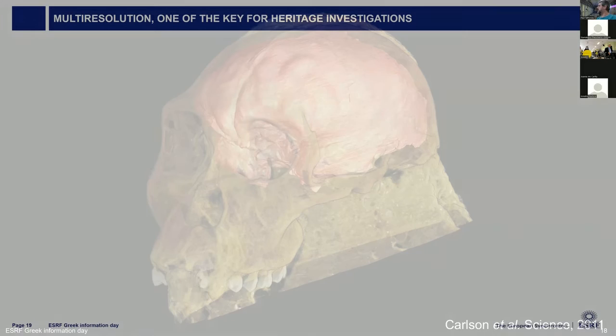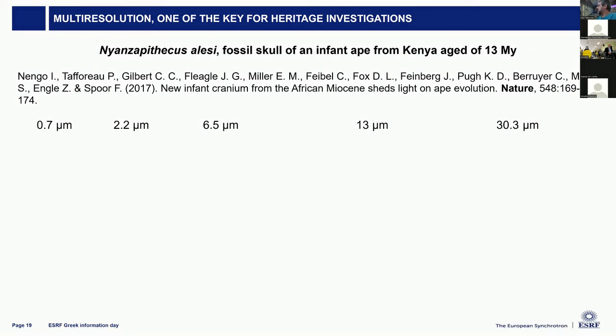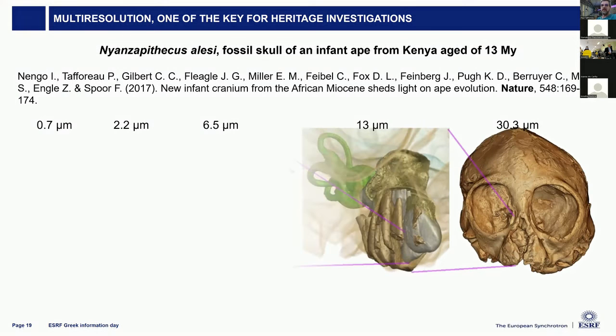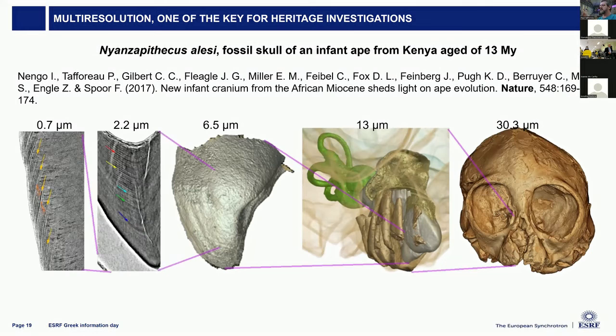So we have several examples. The first one is a small fossil ape from Kenya. The fossil is about the size of a lemon. You can see that we made the full scan of the skull at 30 microns. Then we see the teeth at 13 microns and a single tooth at 6.5. Then we go to 2.2 microns. At this level of resolution, you can see the incremental lines indenting.